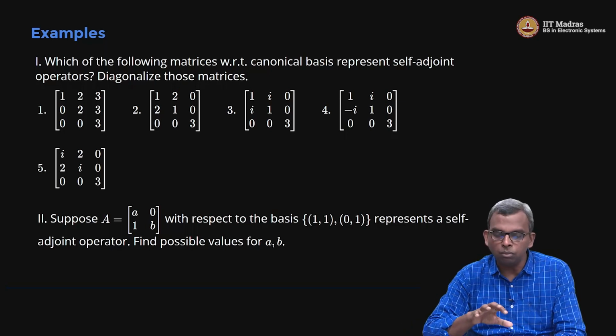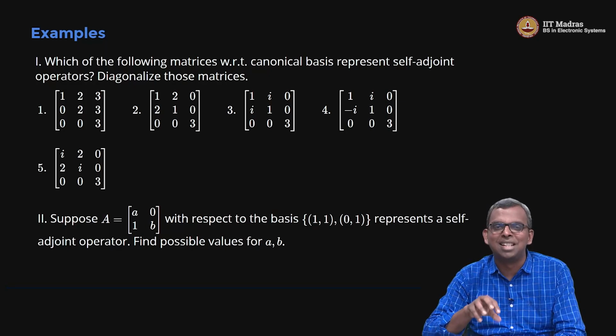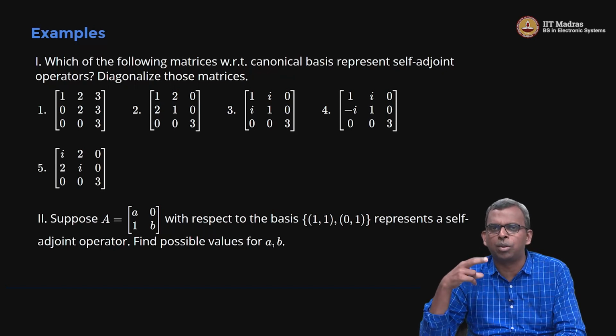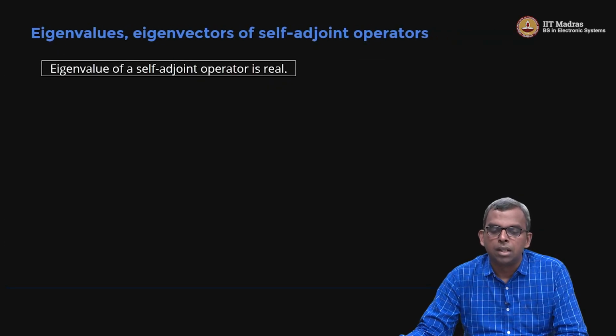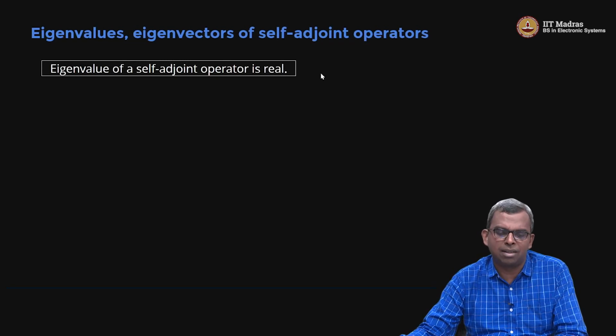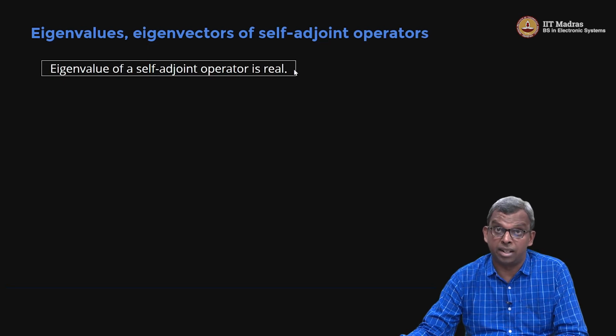So, I hope this convinced you that self-adjoint operators are plentiful, right? There are enough of them out there, and they do have very interesting properties. So, we are going to see two of the most critical properties which make self-adjoint operators so powerful and have so many applications, okay. First, the two properties relate to eigenvalues and eigenvectors of self-adjoint operators. The first property is that the eigenvalue of a self-adjoint operator is real, okay.